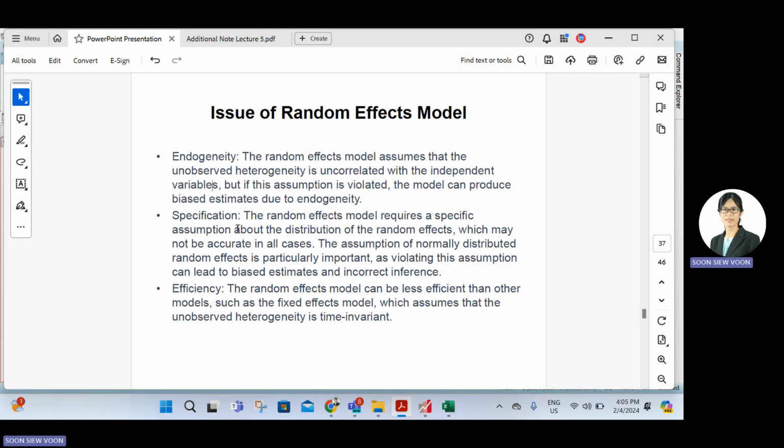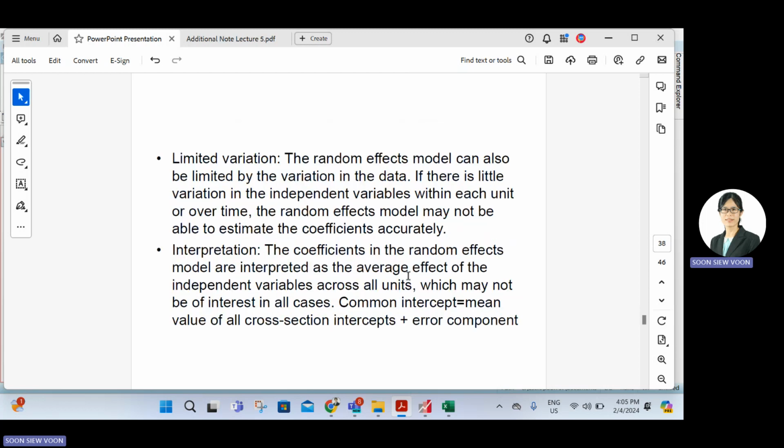If this is warranted, then it could create bias in the estimate. And also there is the issue of efficiency. It's less efficient compared to the fixed effect, because the unobserved heterogeneity is time invariant, right? Issue of classification and also the efficiency.